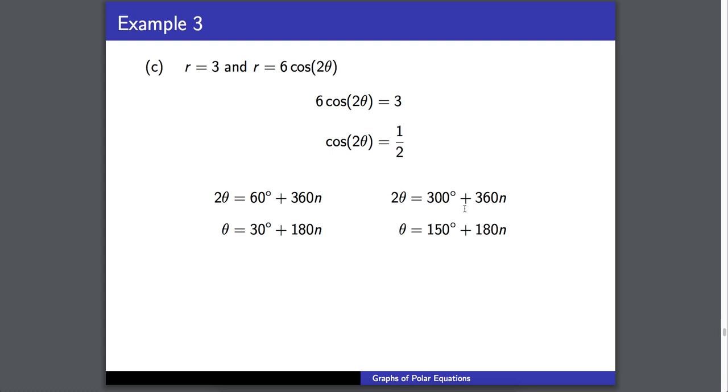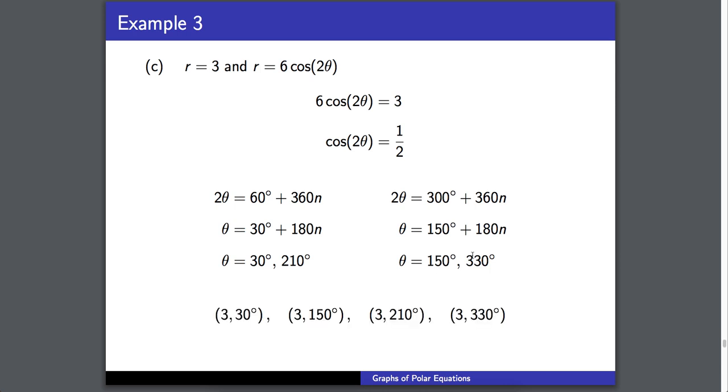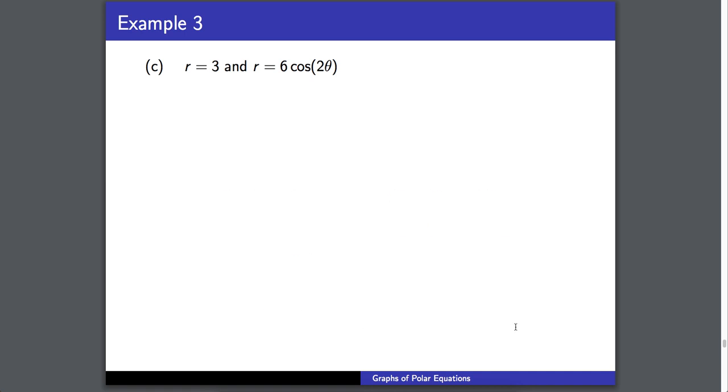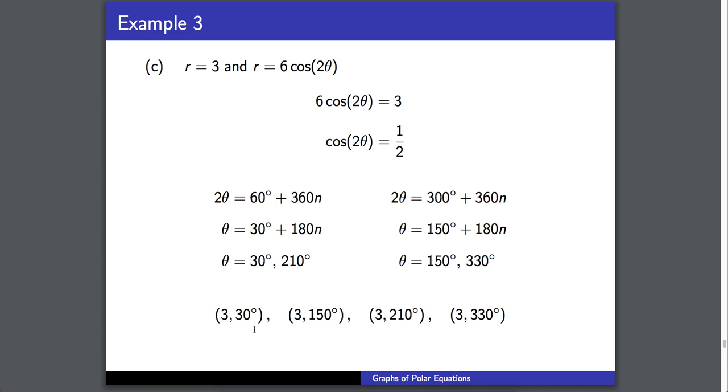So dividing both sides of both equations by 2, we get theta equals 30 degrees plus 180n, and theta equals 150 degrees plus 180n. So in terms of between 0 and 360, we get 30 degrees and 210 degrees for theta, and then we also get 150 degrees and 330 degrees. So we have the points 3, 30 degrees, 3, 150 degrees, 3, 210 degrees, and 3, 330 degrees, which we could convert to radians as pi over 6, 5 pi over 6, 7 pi over 6, and 11 pi over 6. But there is an issue.